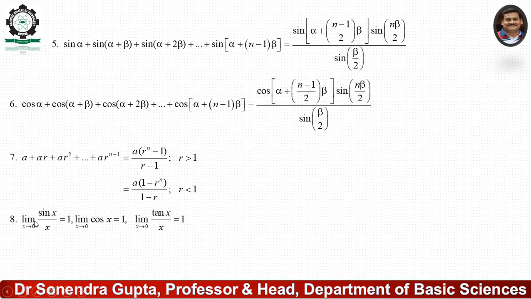And the eighth formula: limit x tends to 0 of sin x upon x equals 1, limit x tends to 0 of cos x equals 1, and limit x tends to 0 of tan x upon x equals 1. And the ninth formula is limit x tends to 0 of (e to the power x minus 1) upon x equals 1, and limit x tends to 0 of (a to the power x minus 1) upon x equals log base e of a.